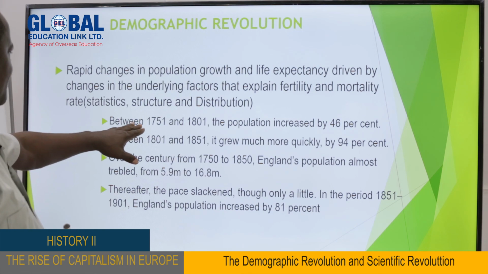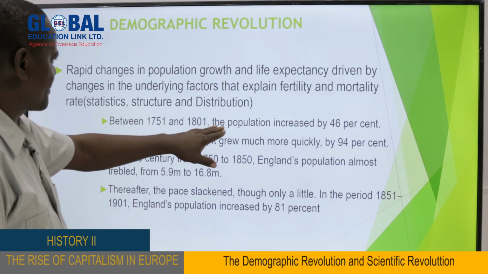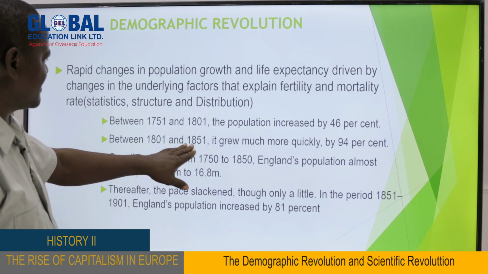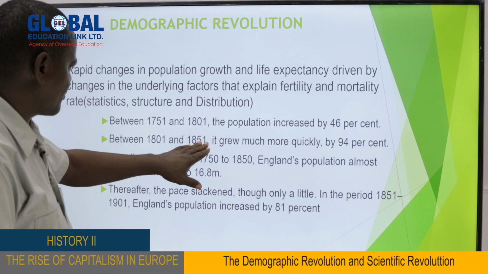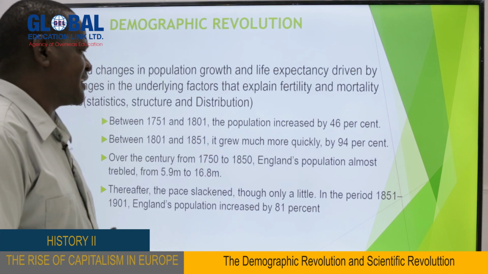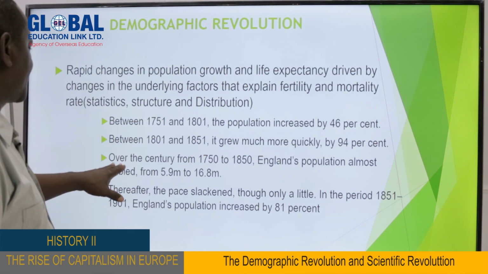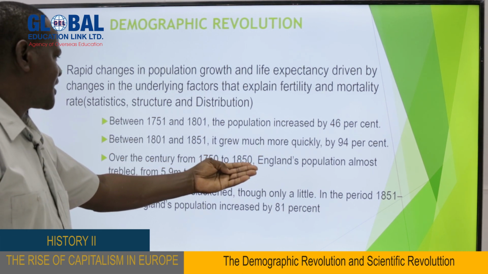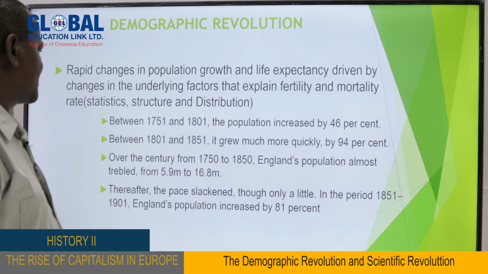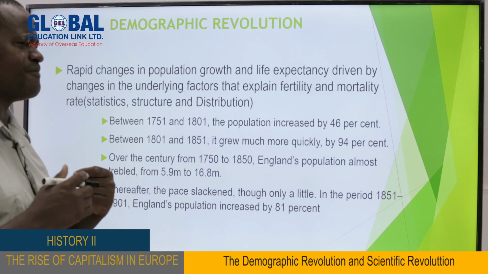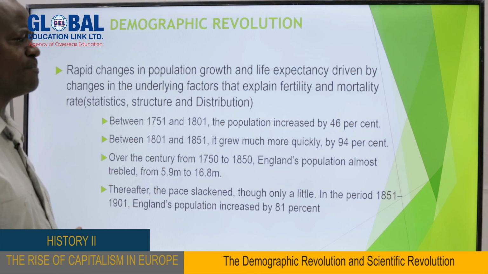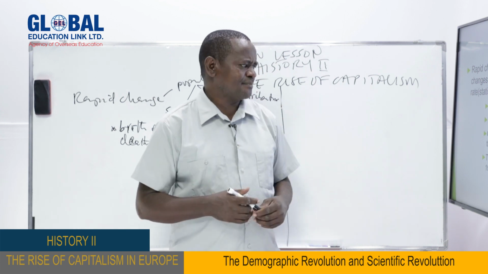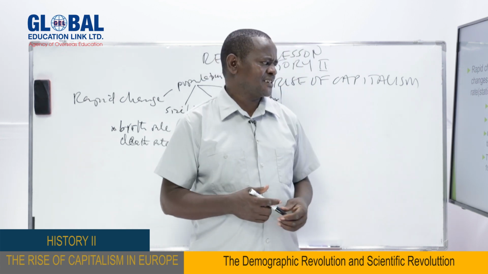If you look here in the beginning, between 1751 to 1801, population increased by 46%. And if you come to 1801 to 1851, it grew much more quickly, by 94%. And over the century, from 1750 to 1850, in fact, the population of England almost tripled. That means from 5.9 million people to 16.8 million people. That means it increased about 3 times. That is a very rapid increase of population.